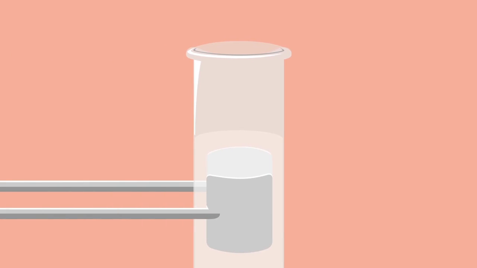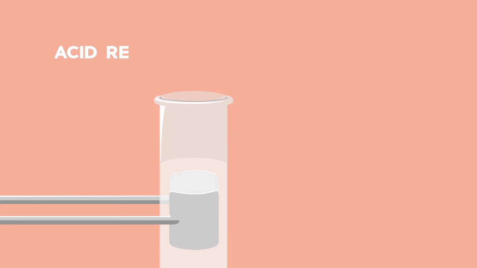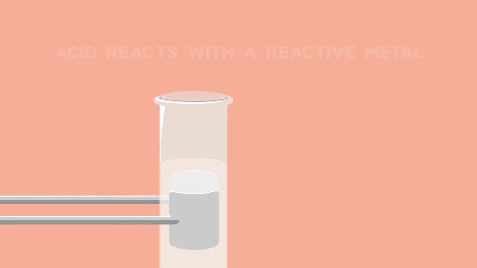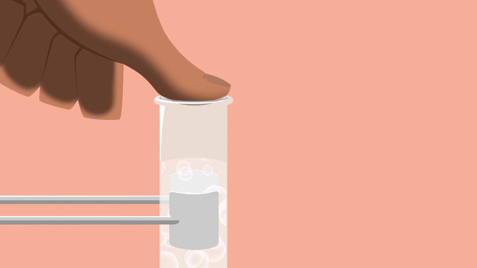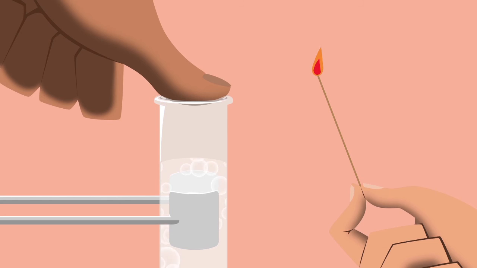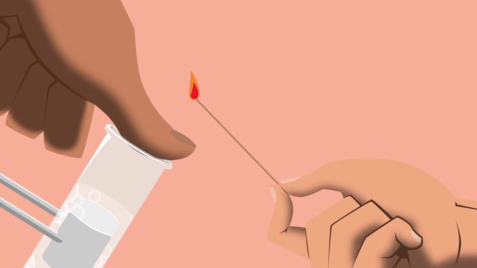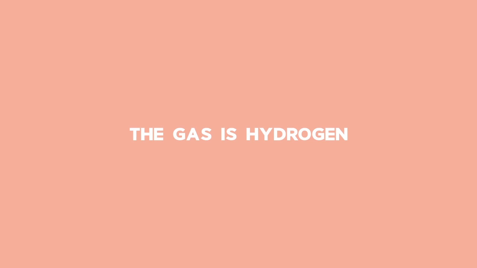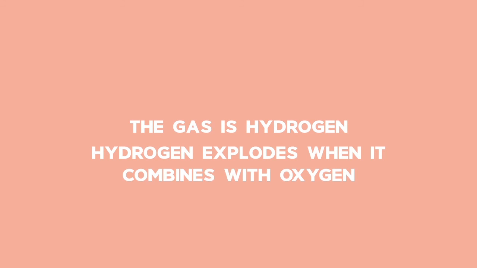You may remember another gas-forming reaction which happens when an acid reacts with a reactive metal. When granules of zinc are added to dilute hydrochloric acid, bubbles of gas are given off. Trap the gas by placing your thumb over the mouth of the test tube. Ask a friend to light a splint and bring the flame close to the test tube. Release your thumb so the gas can ignite in the flame. Did you hear that popping sound? The gas is hydrogen. Hydrogen explodes when it combines with oxygen.